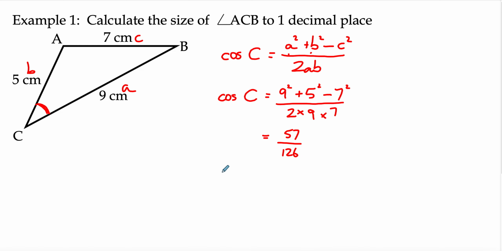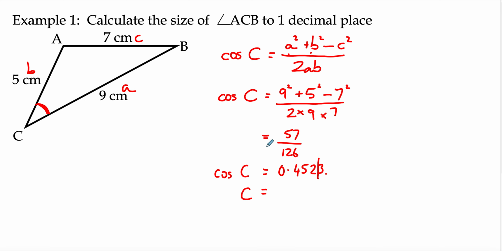And then I'll use my calculator to do 57 divided by 126, which is 0.4523 and so on. So 0.452 I'll probably use. Okay, so in order to get the angle C, I need to do inverse cos. Unlike the sine rule, you're always going to get the correct angle.